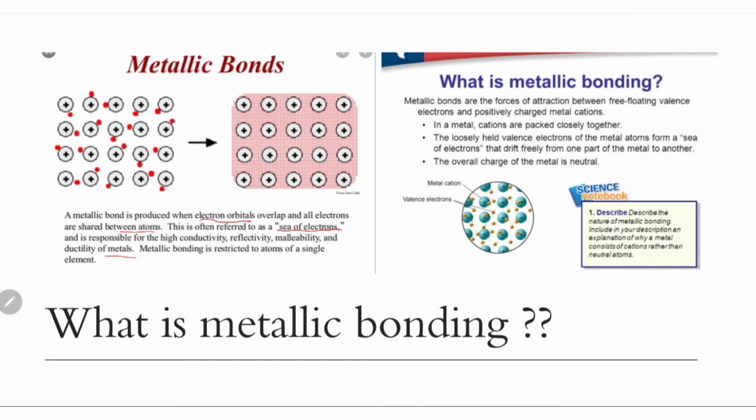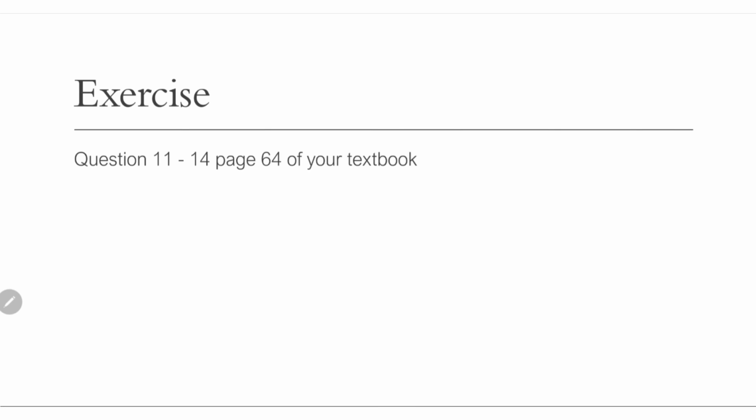What is metallic bonding? Once again, metallic bonds are the forces of attraction between free-floating valence electrons and positively charged metal cations. In metal, cations are packed closely together. The loosely held valence electrons of the metal atoms form a sea of electrons that drift freely from one metal atom to another. So the metal is still neutral. Please do exercise questions number 11 to 14, page 64 of your book.